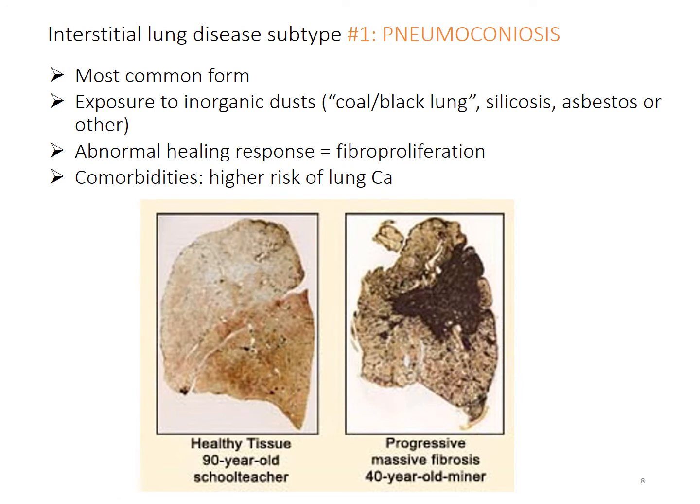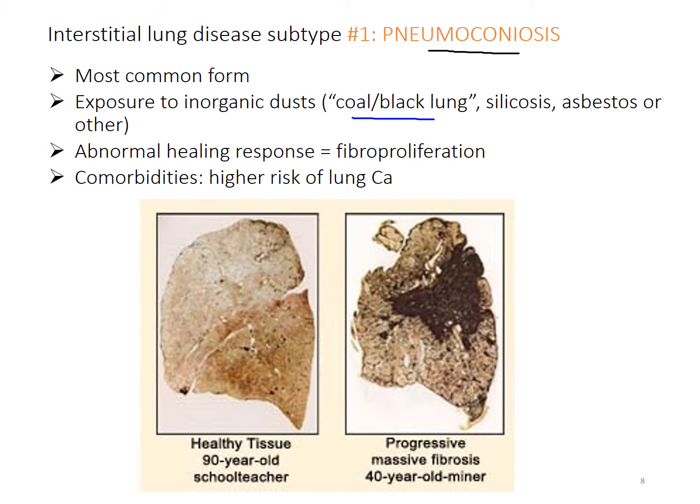So the first type of interstitial lung disease we'll look at is pneumoconiosis. This is commonly known as coal lung or black lung because most people have a history of exposure to coal dust through their work.